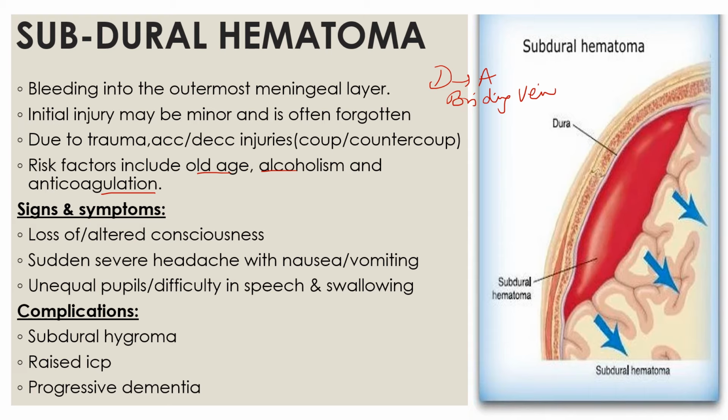This in turn leads to raised protein, which causes expansion of the mass due to water that is drawn by osmotic pressure. Now this leads to mass effect brain injuries. It can also lead to raised ICP, that is intracranial pressure, and progressive dementia.